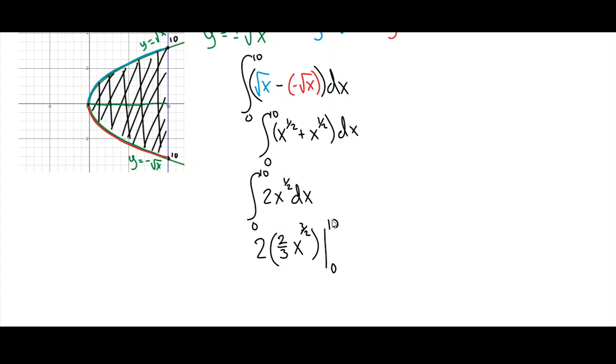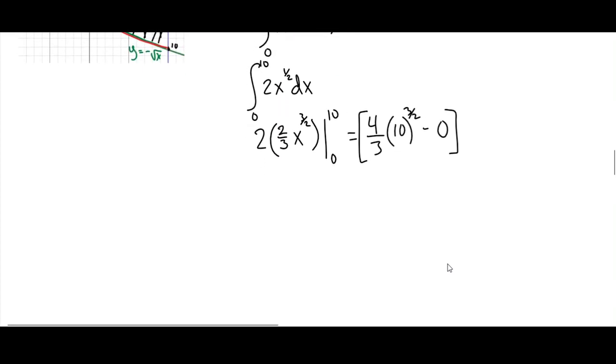Now we'll go ahead and do that, and we'll end up with 4 over 3 times 10 to the 3/2 minus 4 over 3 times 0 to the 3/2, and that's just going to be 0. And when this is worked out, we end up with, let's see here, give me a little bit more space.